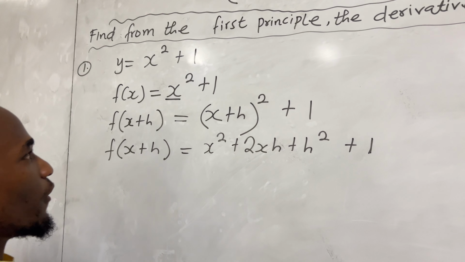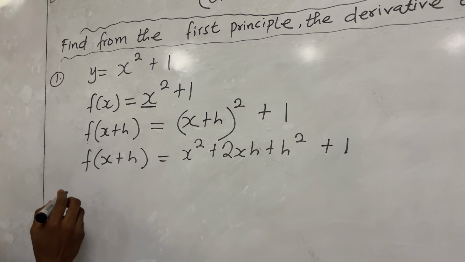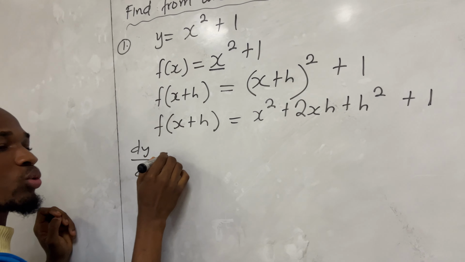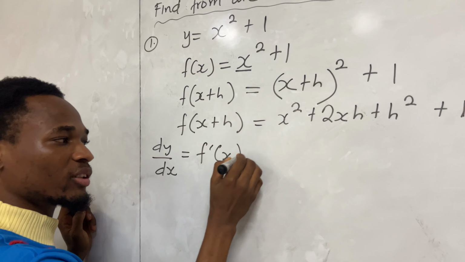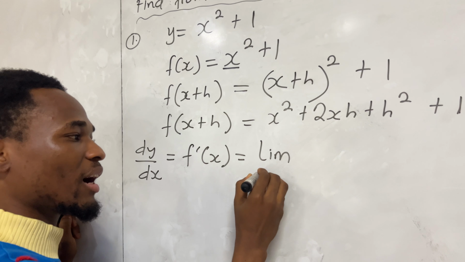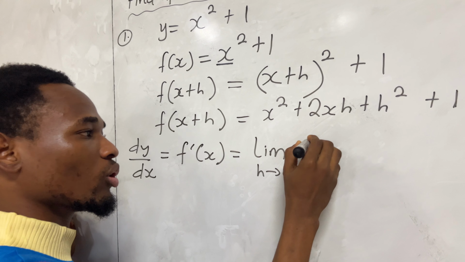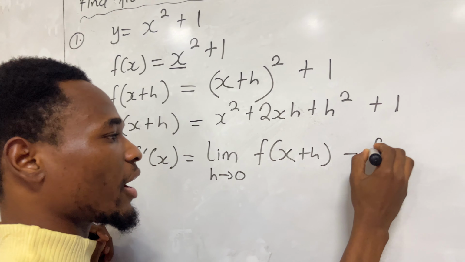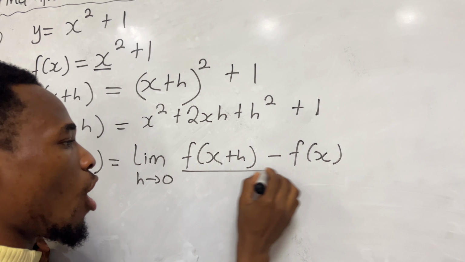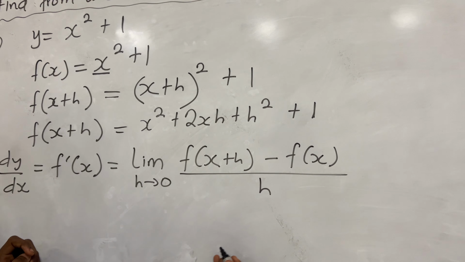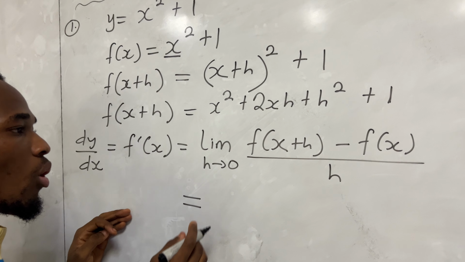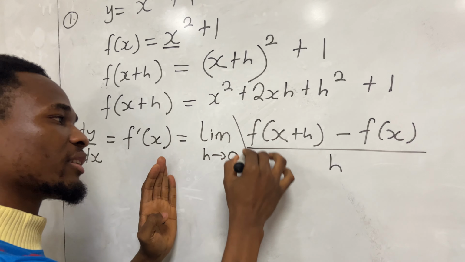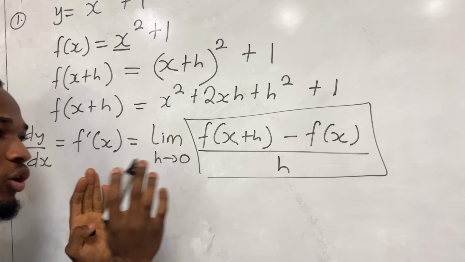So now what do we do now? I will just quote the formula nicely. I know that dy over dx is equal to what? My f prime of x, which is equal to my limit as h approaches 0 of f of x plus h minus my f of x, all over what? My h. So I can decide to work out for this.